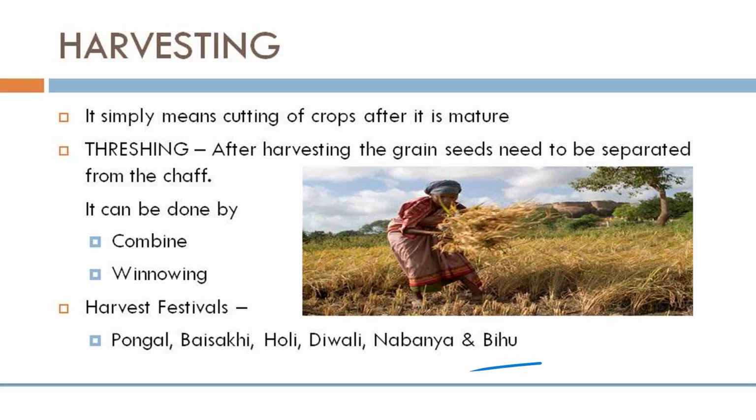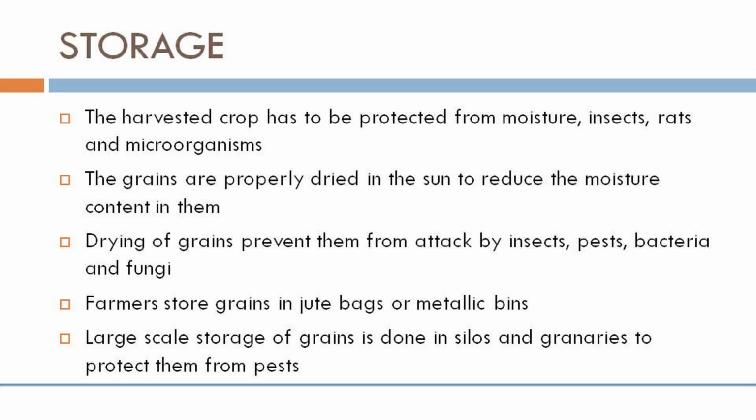The harvested crop has to be protected from moisture, insects, rats and microorganisms. The grains are properly dried in the sun to reduce the moisture content in them, and this drying of the grains prevents them from attack by insects, pests, bacteria and fungi. While storing, farmers store their grains in jute bags or metallic bins, and the large scale storage of the grains is done in silos and granaries to protect them from pests.